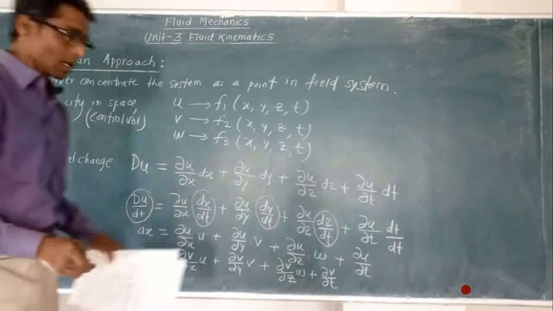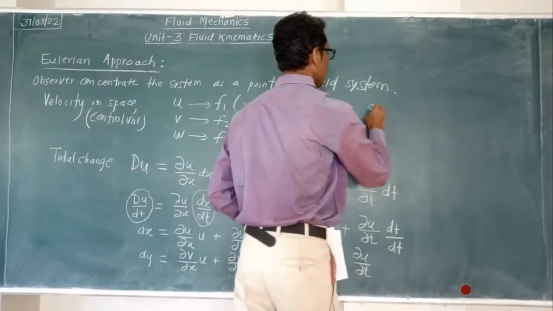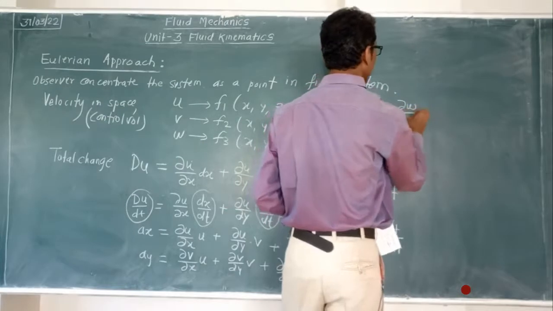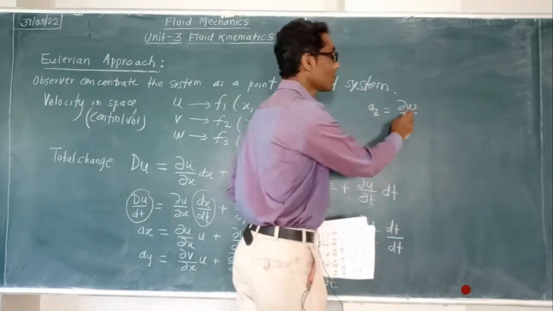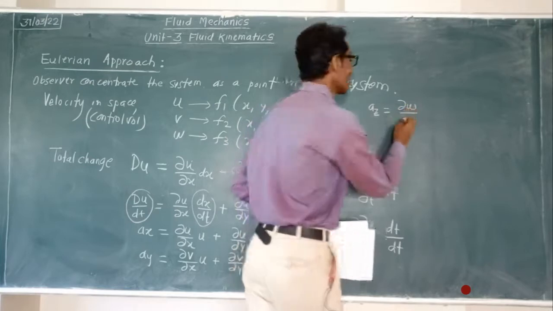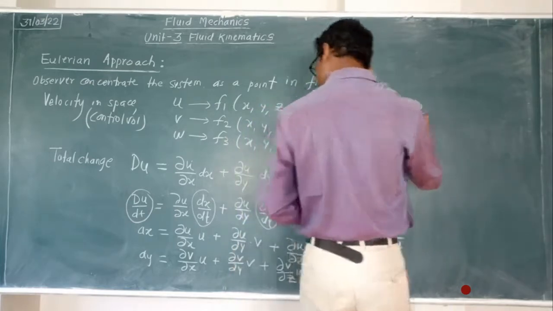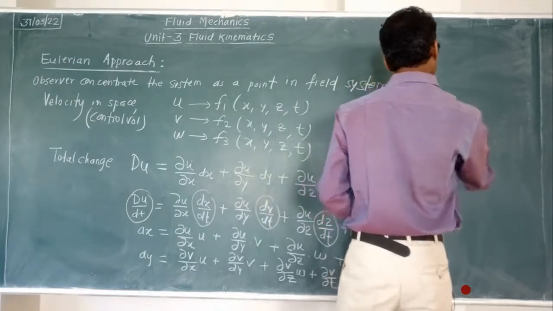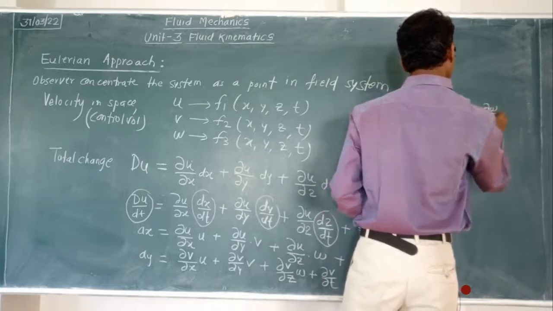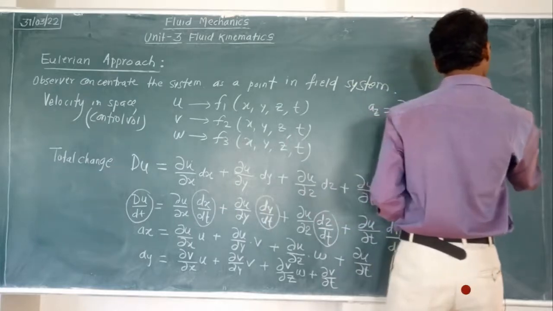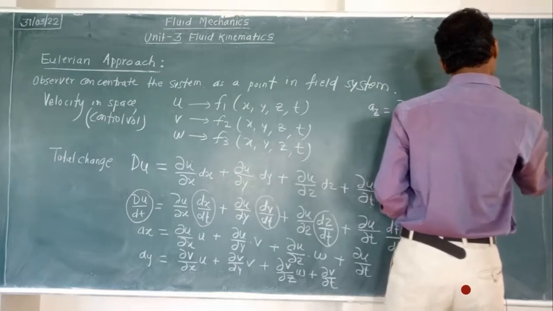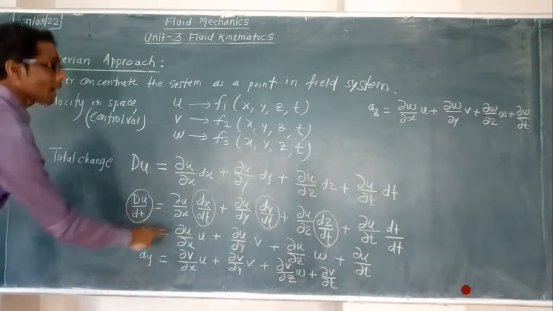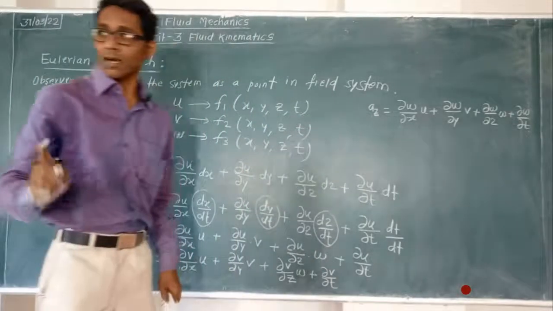Similarly, you can write the equation for z, the acceleration z term. Okay, so here change in velocity will come in the z direction with del w, del w by del x into u. So in this way you can write the equation. Understood? Okay, so ax, ay and az, these are the three acceleration components.